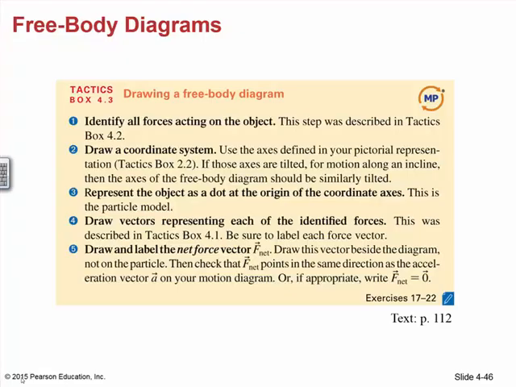Free body diagrams. Very important you understand how to draw these free body diagrams. I preach this and preach this. Of course, you always need to identify the forces involved and draw a coordinate system. Represent the object as a dot at the origin of the coordinate axis, that's the best way to do it. In other words, put it right there. And then draw vectors representing all the forces and draw and label the net force vector. Very important.